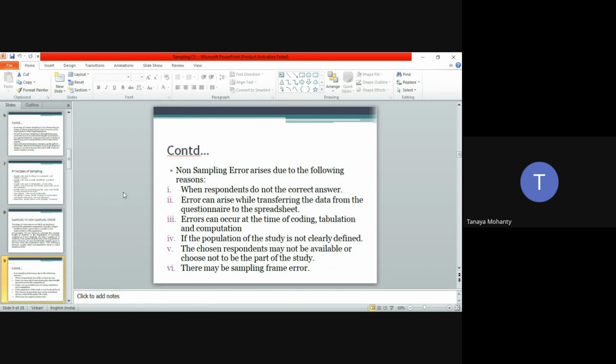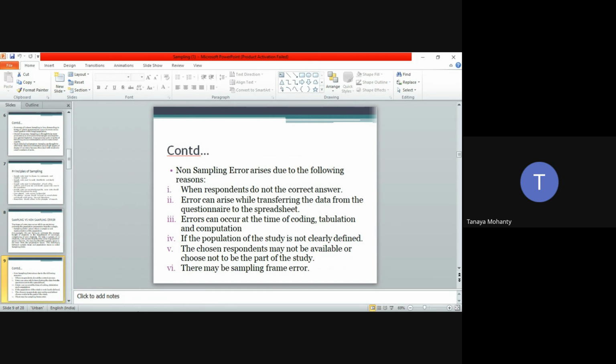Then another reason could be an error in the sampling frame. Basically, a sampling frame gives you an idea of the entire universe. So when it has been wrongly recorded, the list that is recorded in the sampling frame is itself wrong, and your sample size would be wrong also. So that can also produce a certain kind of error.